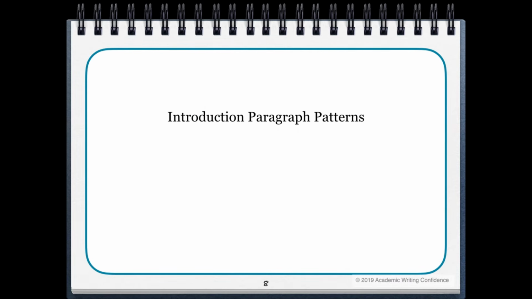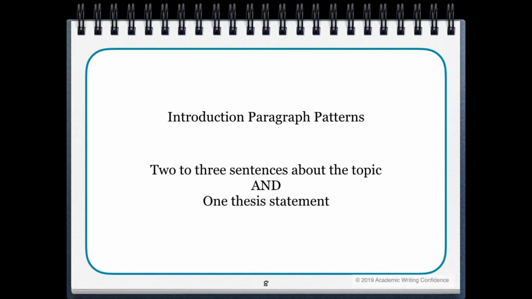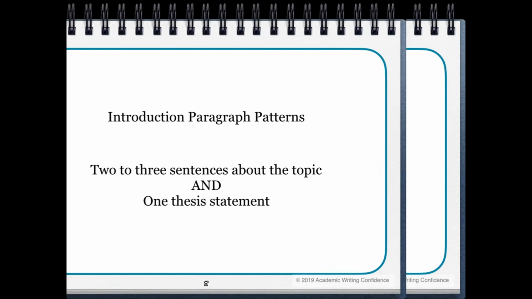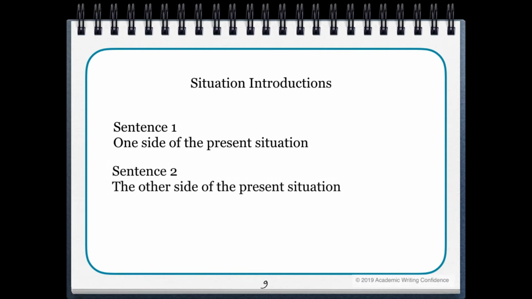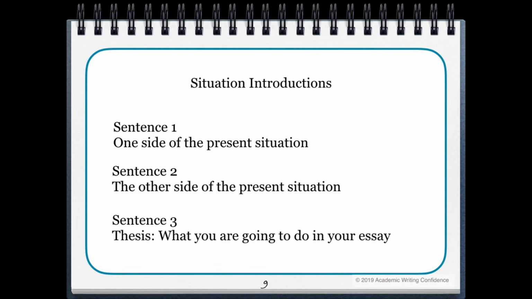All right, let's look at a few introduction paragraph patterns that you might use in your essays. Now, the basic pattern will be 2 to 3 sentences about the topic and then your thesis statement. For essays that are discussing situations, you might use this kind of pattern. Your first sentence would be one side of the situation, and then your second sentence would be the other side of the situation. And then finally, sentence 3 would be your thesis statement, what you're going to do or say in your essay.